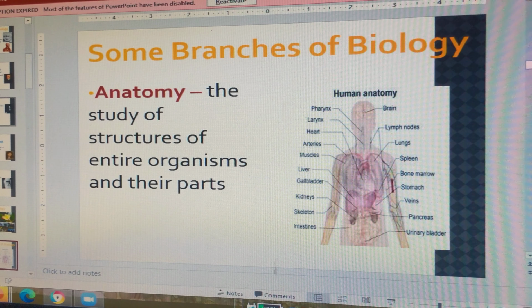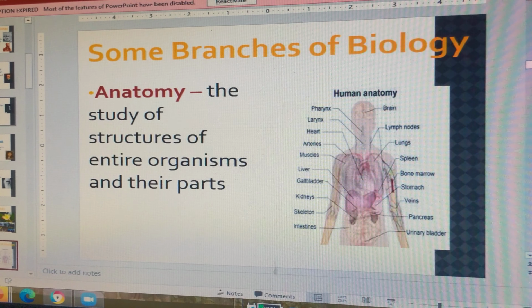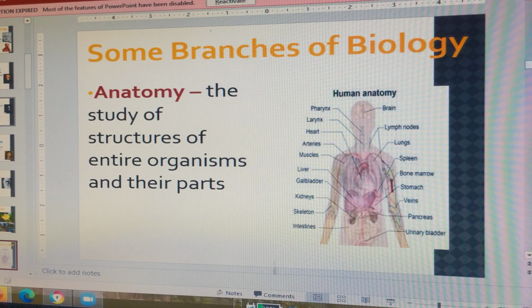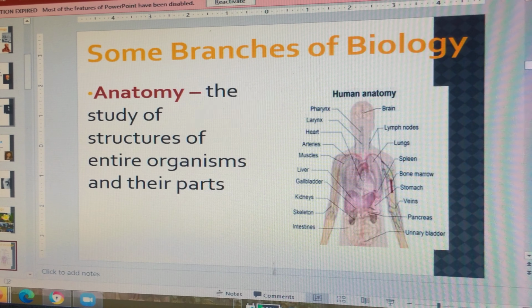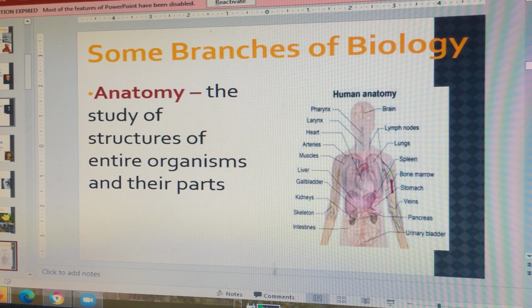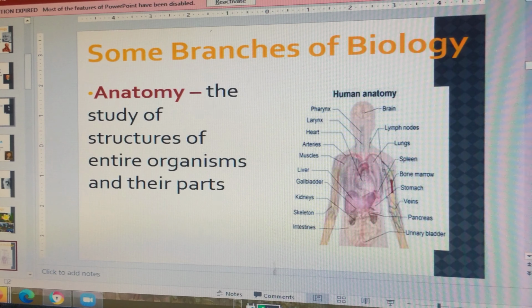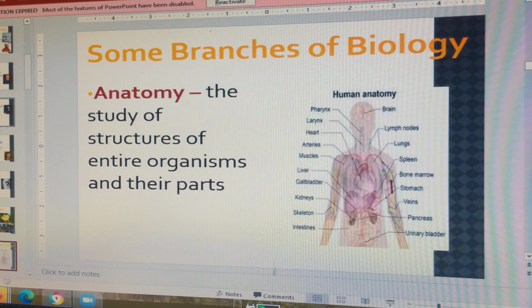So we have anatomy. Pag sinabi natin anatomy, study of the structures of entire organism and parts. Also, dinidiscuss din dito yung function. Okay, pag sinabi nating anatomy and physiology, that's a different thing. Pag sinabing physiology, you are already studying the mechanism behind the specific organs or tissues and everything. Pag pinag-aralan mo paano gumagana ang brain, that is already the physiology.